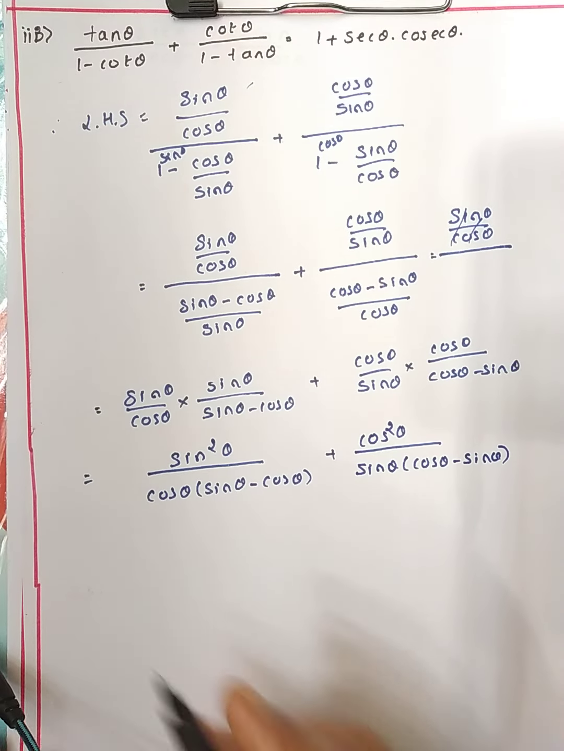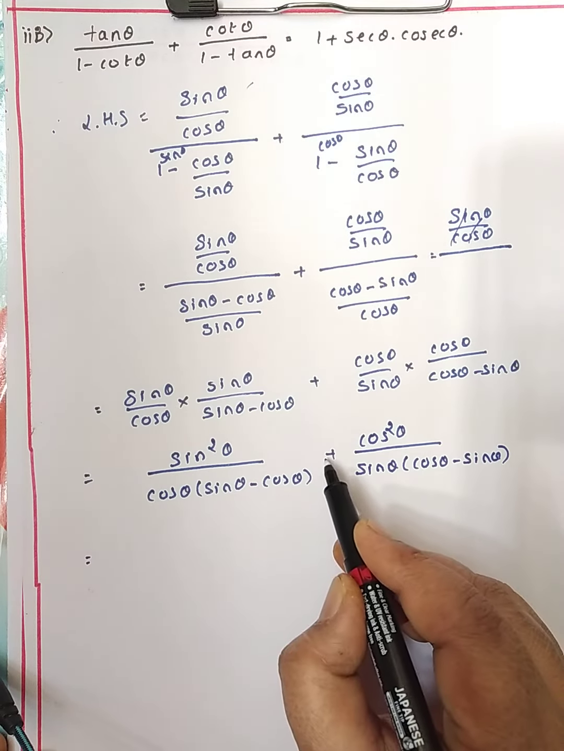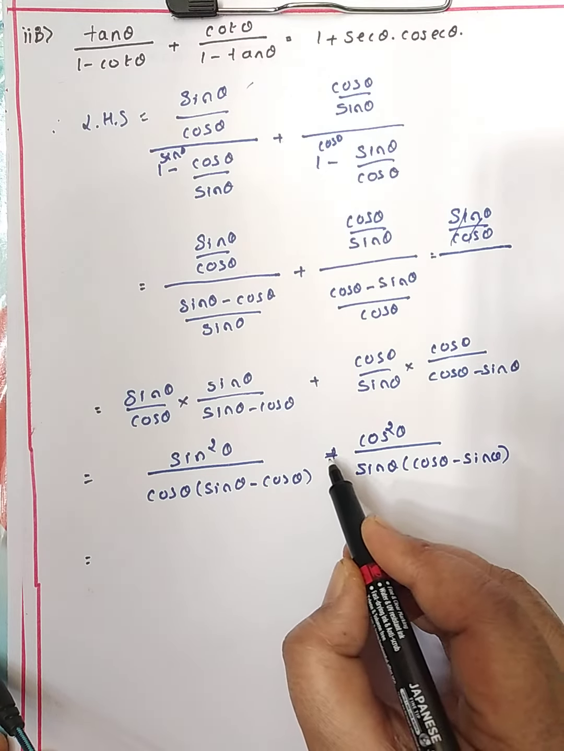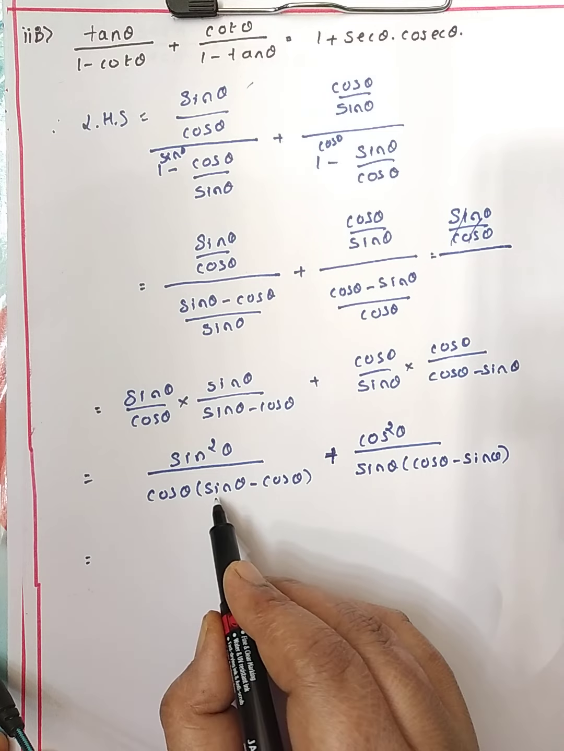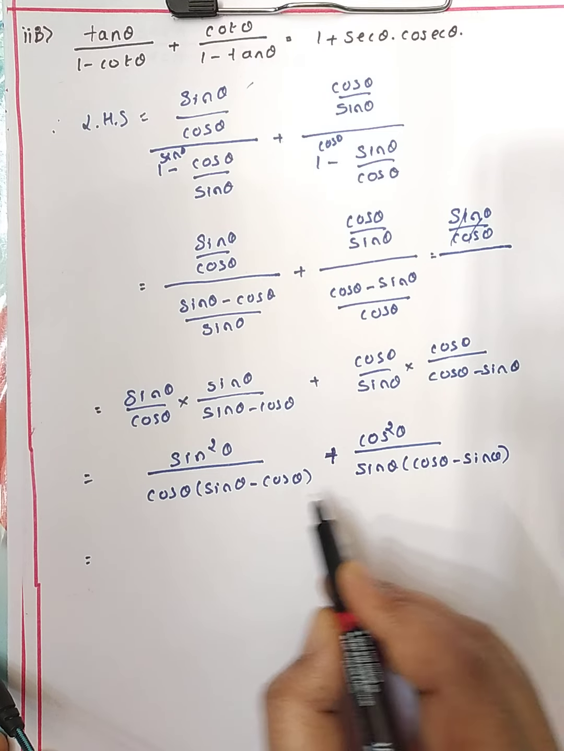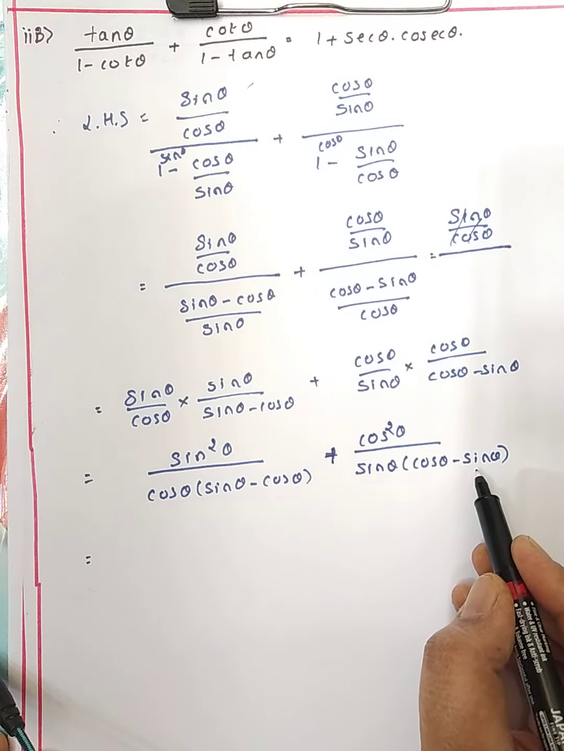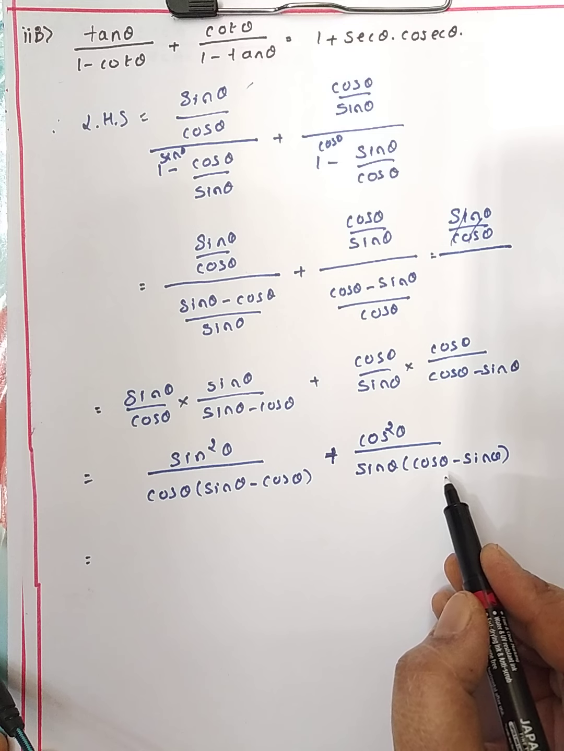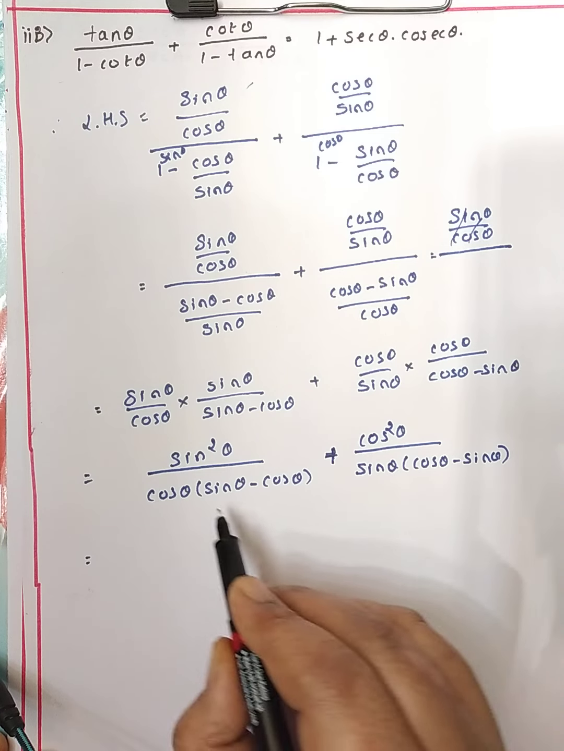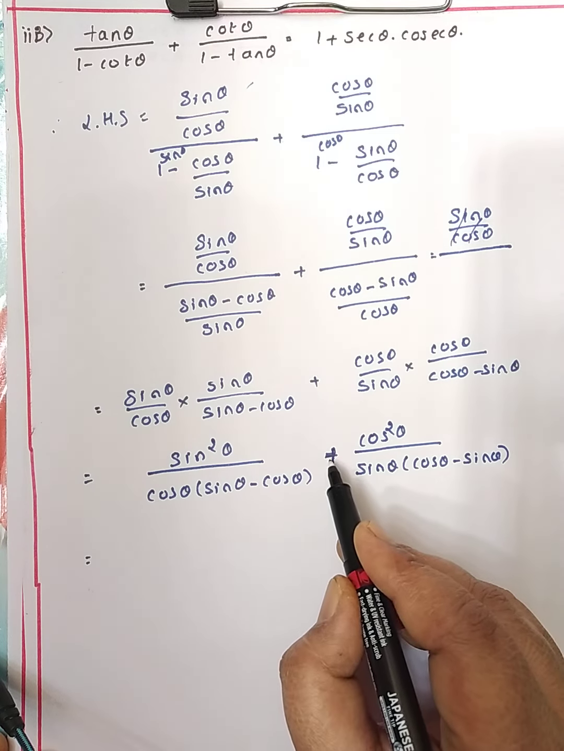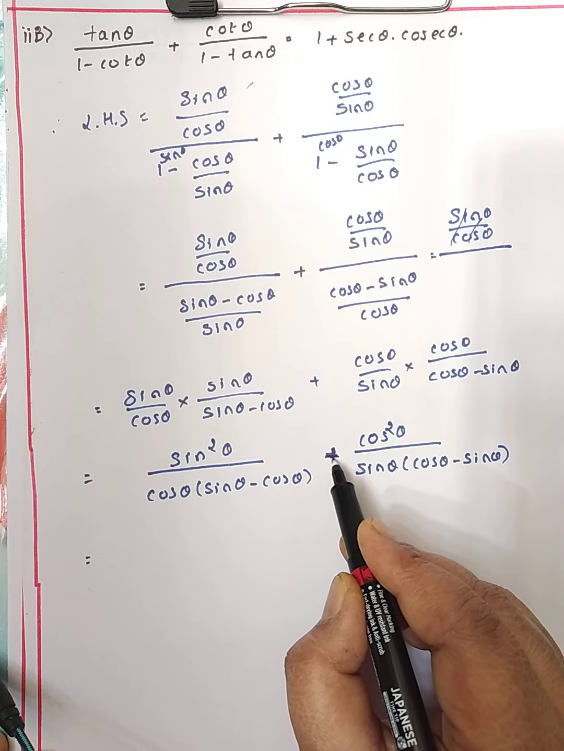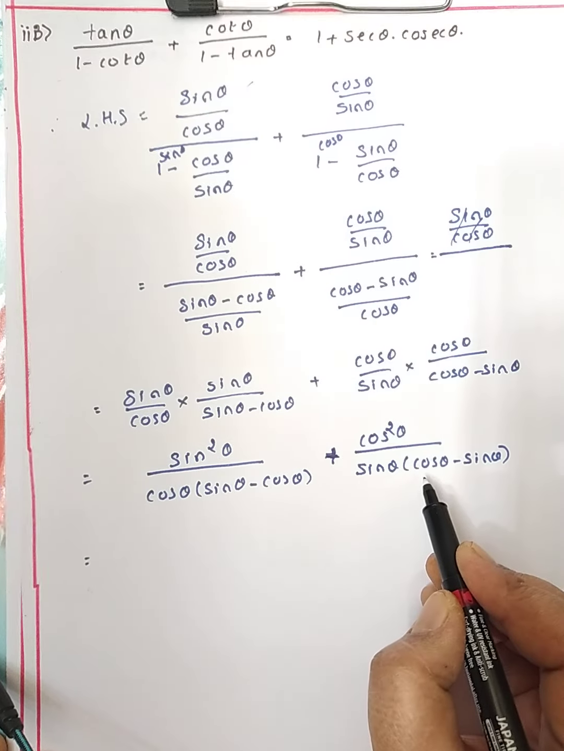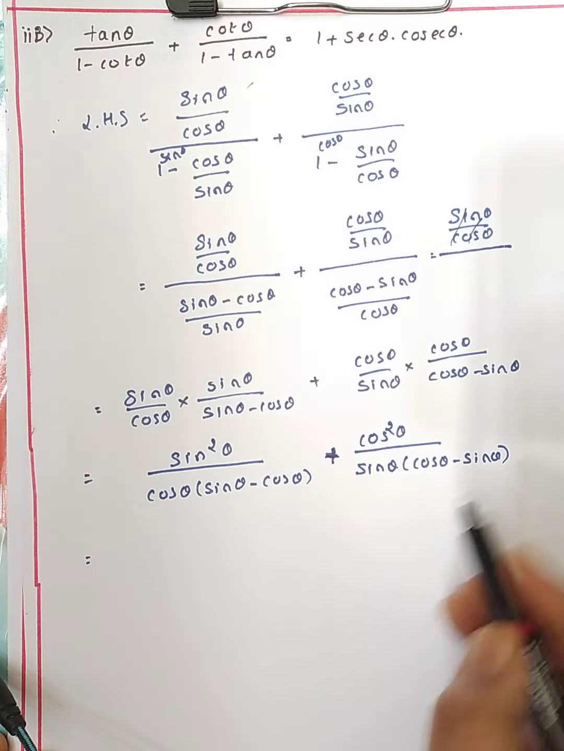Now next step is, again addition is there. Take LCM of this one, or otherwise we can simplify. Here plus is there, here sin theta minus cos theta is there, and here cos theta minus sin theta is there. So we can rewrite cos theta minus sin theta as sin theta minus cos theta by changing the sign. Here plus is there, and we will change the sign to minus, and we will write it as sin theta minus cos theta.